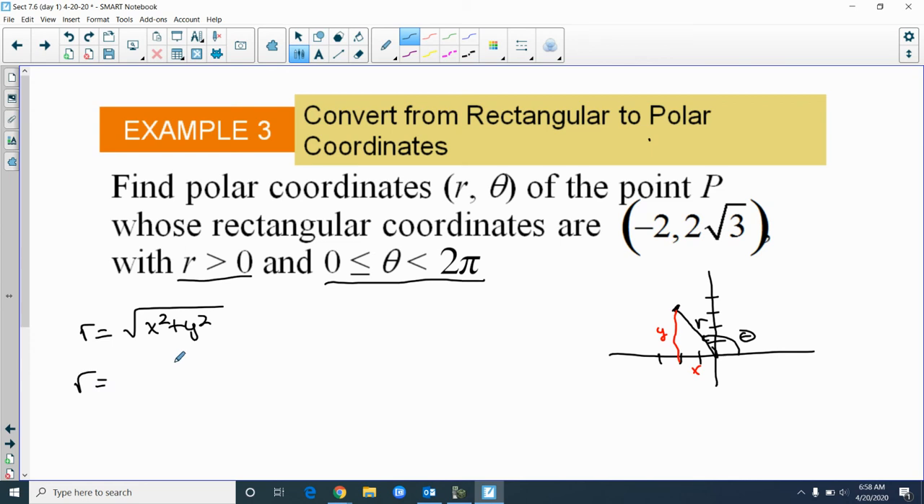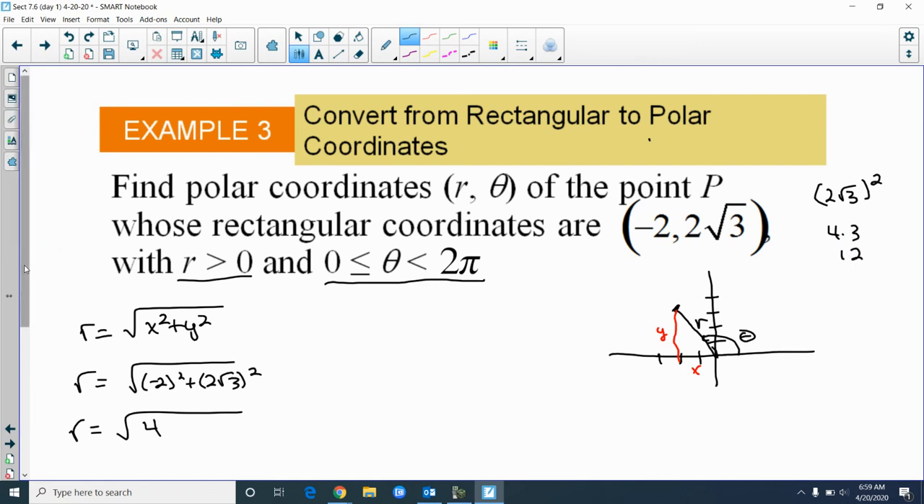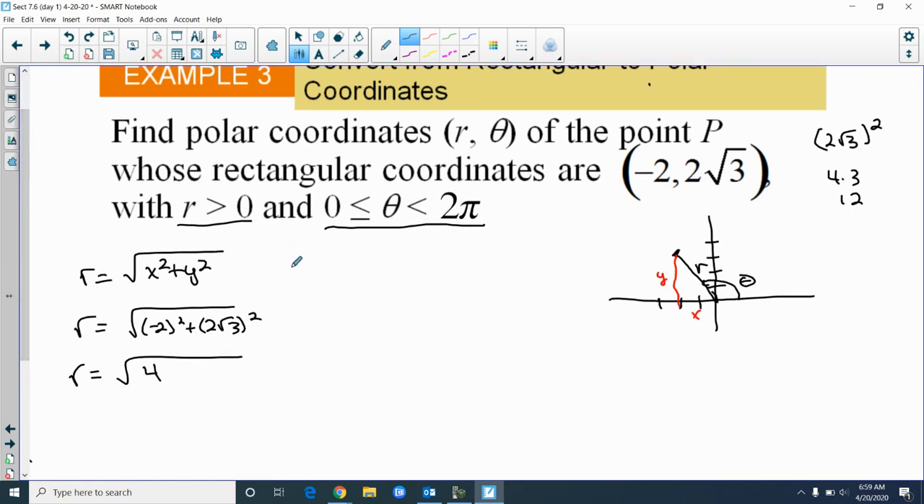Just be careful here. r equals, when you plug that in, negative 2, make sure it's in parentheses, squared, plus 2 square root of 3 squared. Well, negative 2 squared is 4. 2 square root of 3 squared: don't forget 2 squared is 4, and square root of 3 squared is 3, that just ends up equaling 12. So I get 4 plus 12, square root, that's 16. Square root of 16 is 4. So we get a nice number.